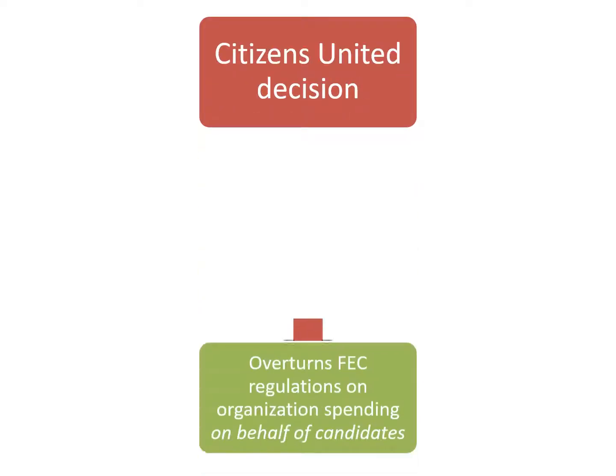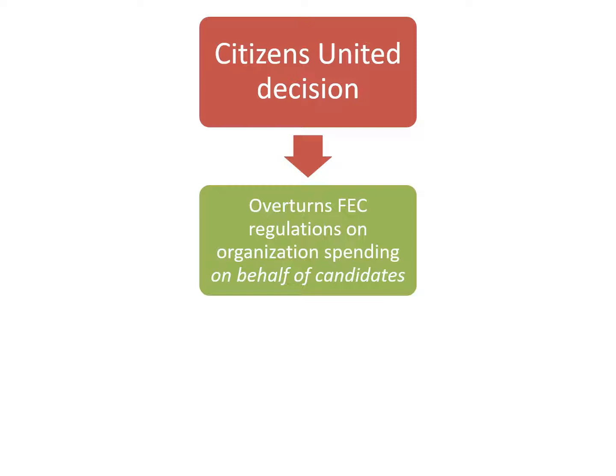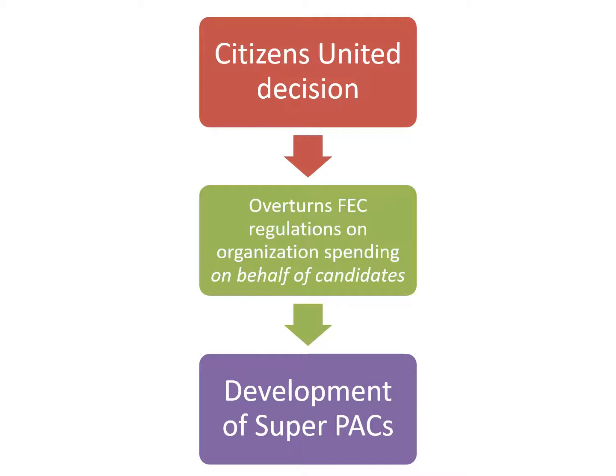So the Citizens United decision overturned federal election regulations on organization spending on behalf of candidates, and has led to the development of groups called super PACs, which can take unlimited contributions and can spend unlimitedly on behalf of a candidate.